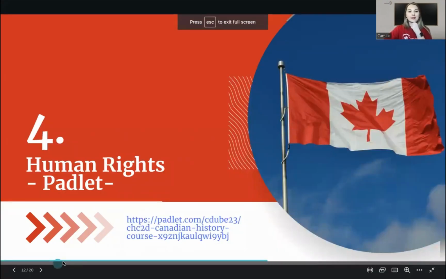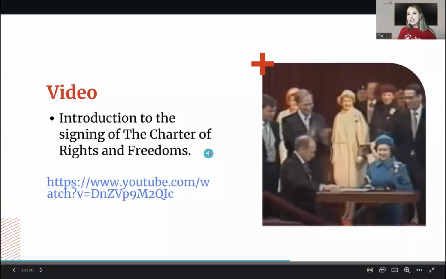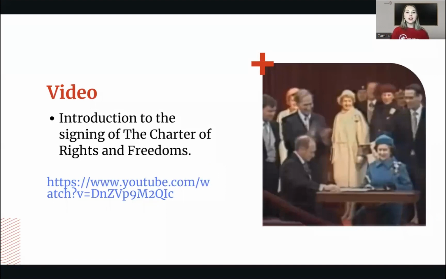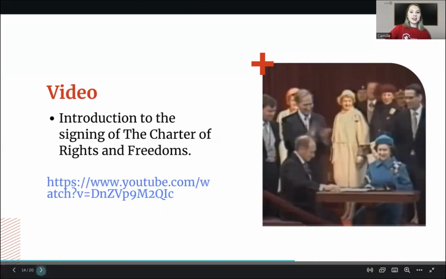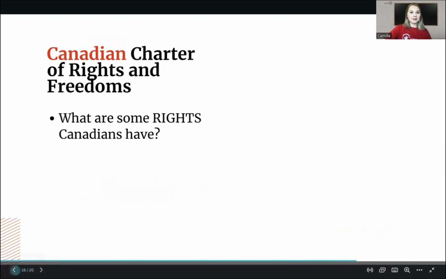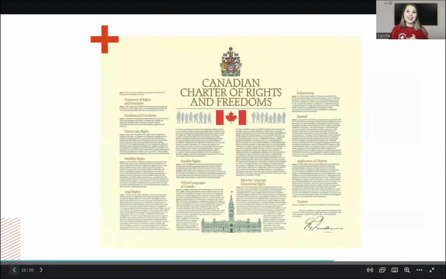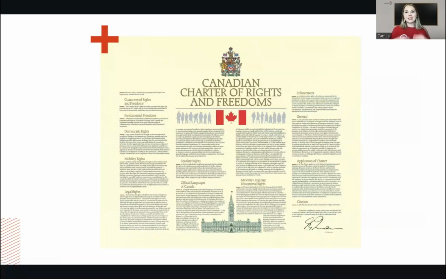Continuing with our free rights that we have as humans. So I want to introduce you to the Charter of Rights and Freedoms in Canada. It looks like this. It's a big document. These are all of the rights that you have as a Canadian citizen. And I'm sure that your countries have something very similar, which is really interesting.